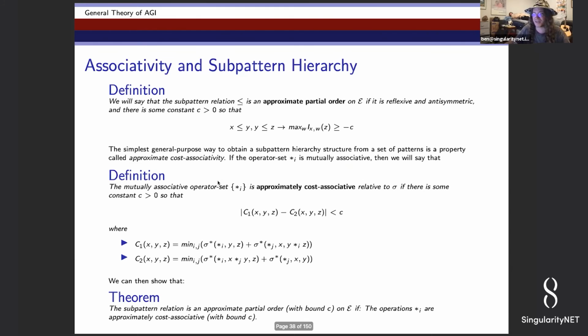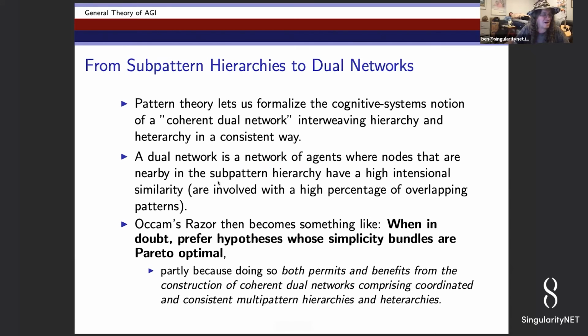And I wrote about that a lot in my book, The Evolving Mind in '91, and Chaotic Logic, which was published a couple of years after that. You can get dual networks very naturally once you have subpattern hierarchies that are proper hierarchies with the transitivity property.